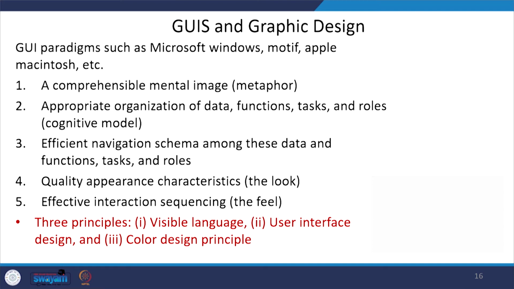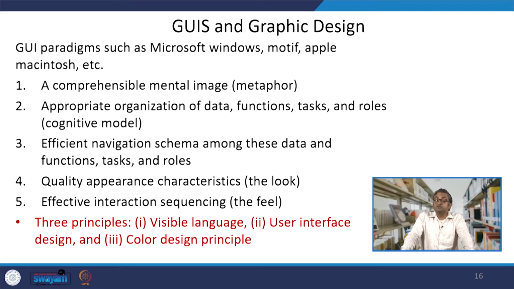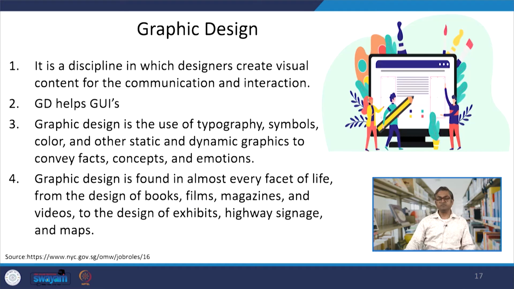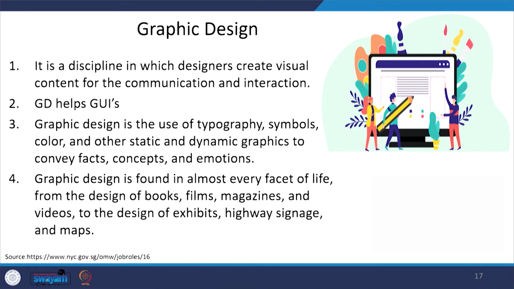Three principles have been listed to understand graphical user interface and graphic design. These principles are visible language, the language which is visible in nature, user interface design, and color design principle. Let us start slowly, one by one, with graphic design. It is a discipline in which designers create visual content for communication and interaction. Graphic design helps guide a user interface. Graphic design is the use of typography.